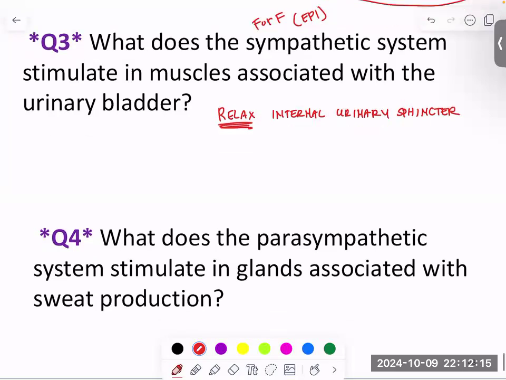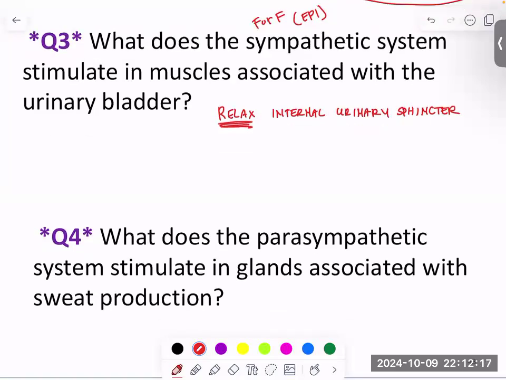What does the sympathetic system stimulate on the glands associated with sweat production? What does acetylcholine do to sweat production? Nothing. Again, this is the eccrine sweat glands. Apocrine sweat glands, a different rule. I don't need you to know it. Some of these are counterintuitive.